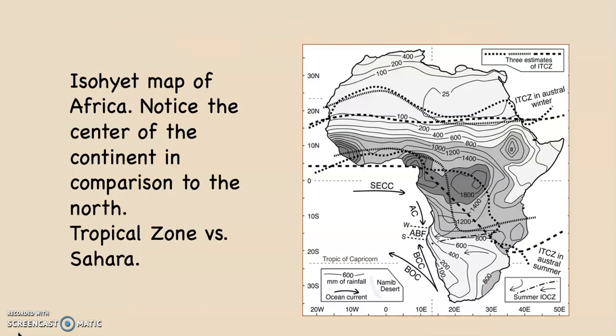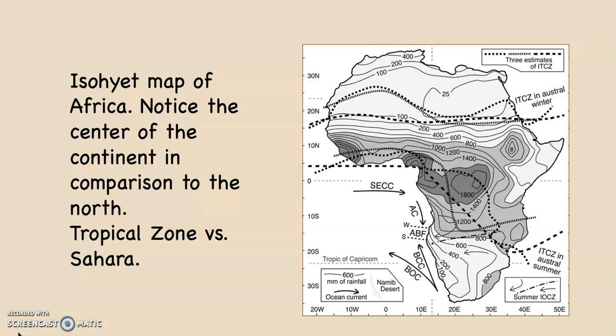This is an isohyetal map of Africa. Notice the center of the continent and compare it to the north. As you're probably aware, northern Africa is dominated by the Sahara. This is indicating precipitation in centimeters. Right in the middle of the map is where the Congo Basin is at. The Congo Basin is home to the world's second largest tropical rainforest, and of course, it's in the tropical zone that I spoke about before.